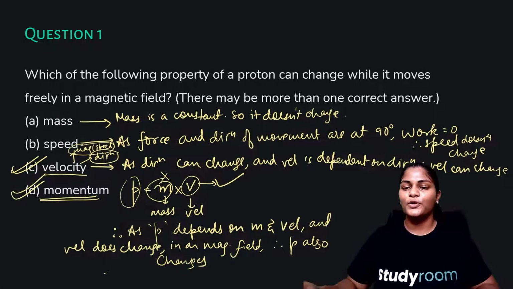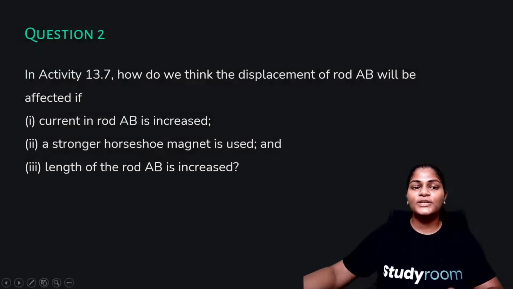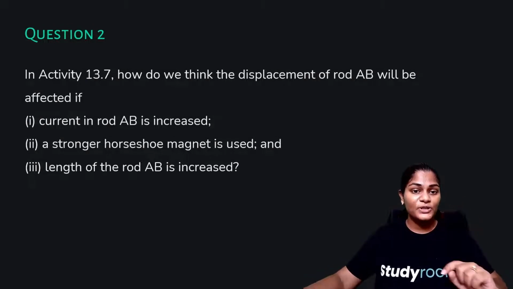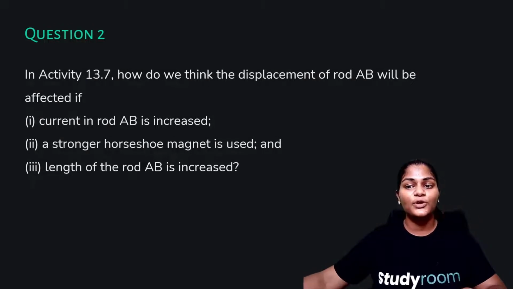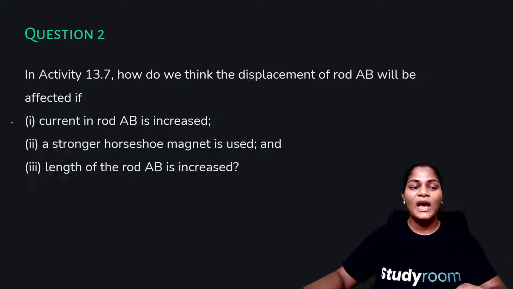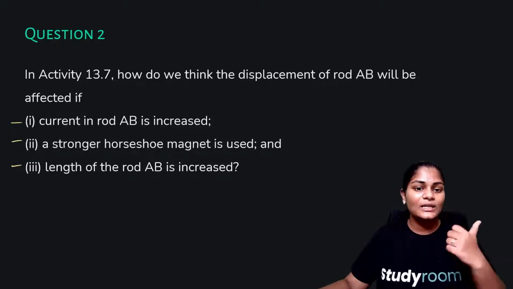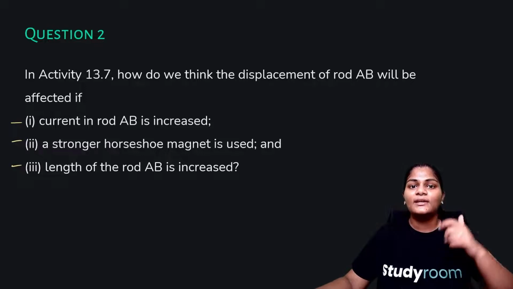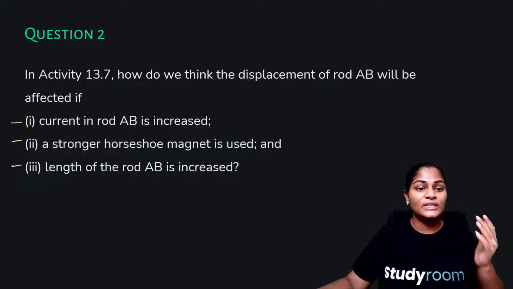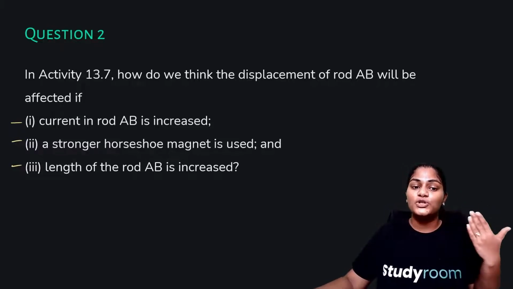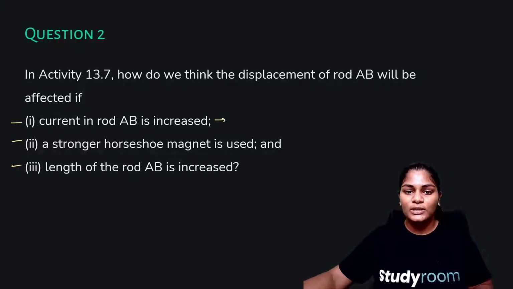Okay, so let's move on to the next question. The next question says, in the activity 13.7, how do we think the displacement of the rod AB will be affected if, and we are given these three cases. Okay, so we go back to what we had studied, that if we increase the current in the circuit, then the magnetic force also increases, so the displacement will also increase, right? So we know that the force increases, so displacement increases.